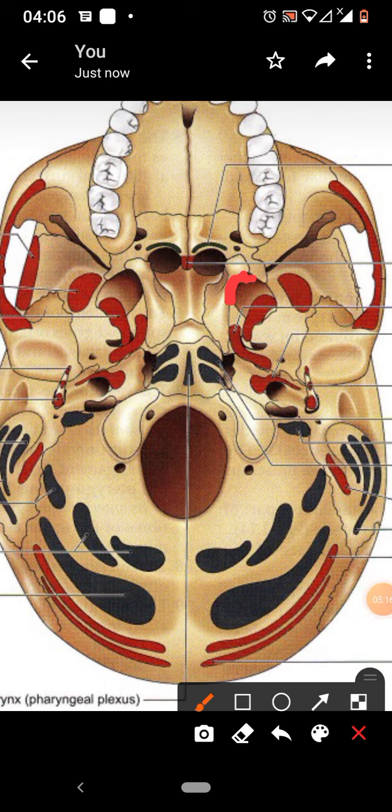The upper border of the posterior part of the medial pterygoid plate, the place where I am pointing out here, is basically pierced by the auditory tube. So the auditory tube is present over here. The pterygospinous process is present on the middle of the medial pterygoid plate, where I am pointing out. So here the pterygospinous ligament is attached.